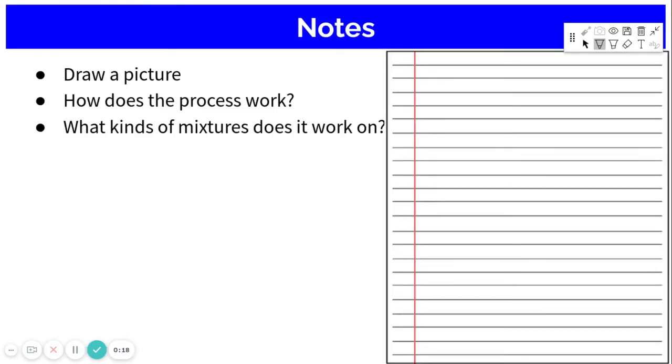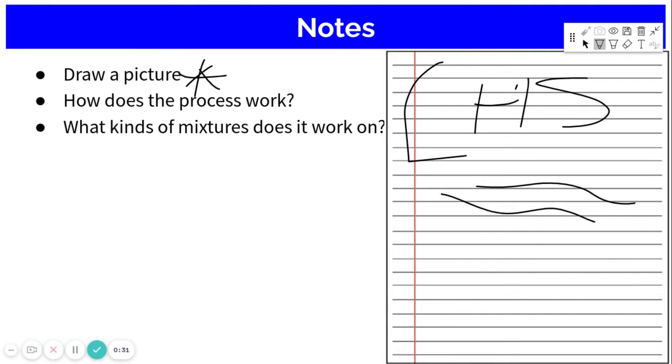All right, so you're using your lined paper again. This first half you would have probably written about hand sorting. Again, I want you to draw a picture of filtering and sieving. I want you to describe how the process works, and then I want you to tell me what sort of mixtures we would use it on.